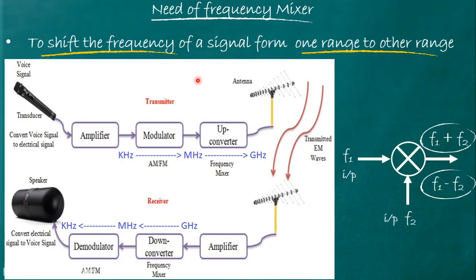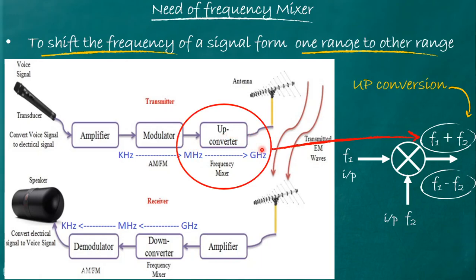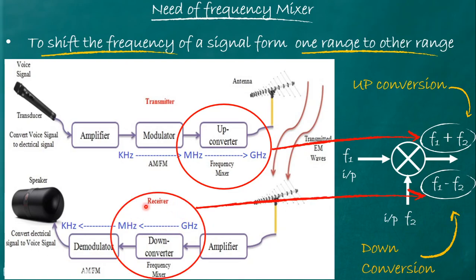Now we already know that an ideal mixture takes two signals with frequencies F1 and F2 and produces different frequencies. Now here we can see that when we move from megahertz to gigahertz, that is, we move from lower frequency to higher frequency, that thing is called up conversion. And at that time we have to select the sum frequency F1 plus F2 from the output of the mixer via proper filtering. Now if we want to move from higher frequency to lower frequency, then that is called down conversion, and at that time we have to select F1 minus F2, which is nothing but the difference frequency.